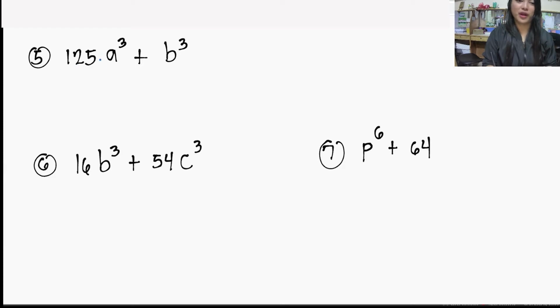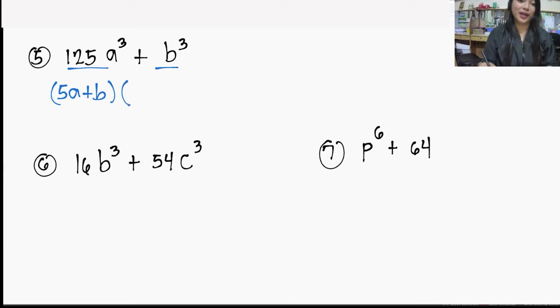Alright, we have 125a cubed plus b cubed. So again, we are going to get the cube root of both terms. The cube root of 125a cubed would be 5a, and b cubed, that is b.